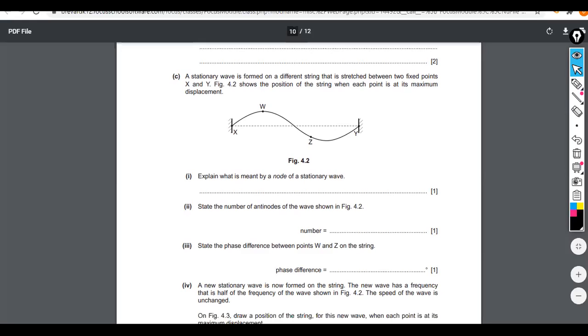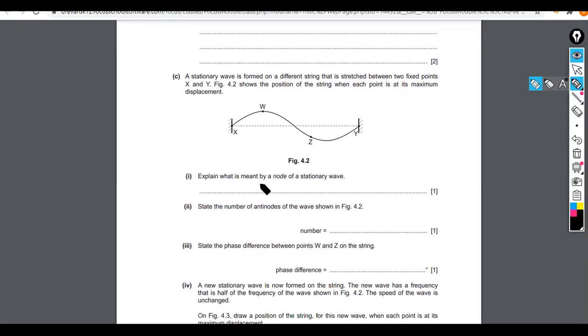Very much like a definition, okay? If you look in your notes, you probably have a good textbook definition. So it's a point on a stationary wave with 0 amplitude, with no displacement. And that should agree with your notes.